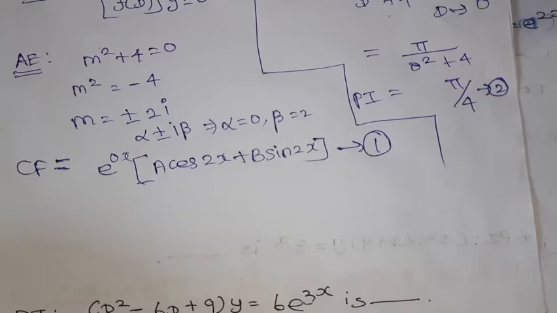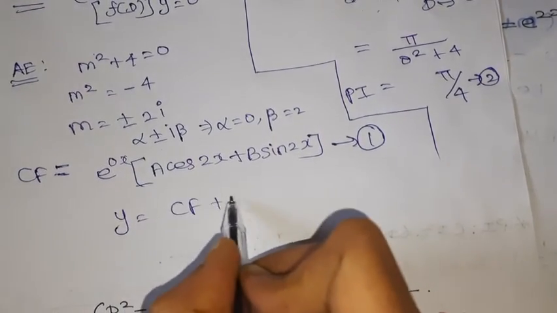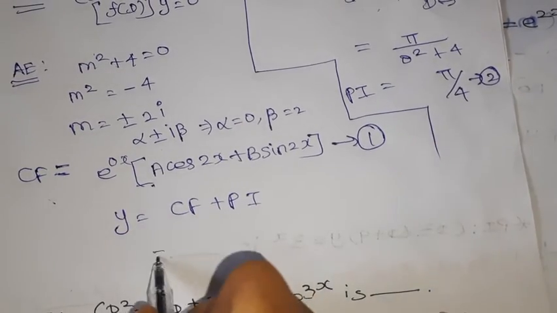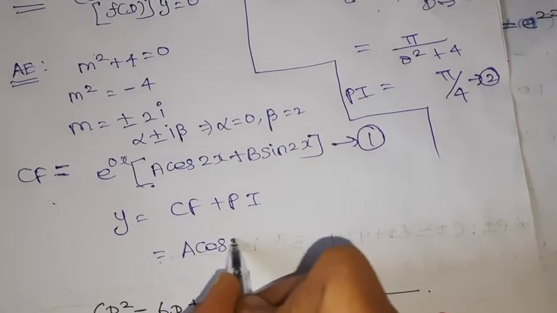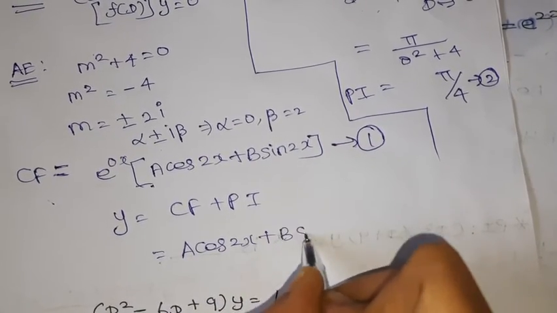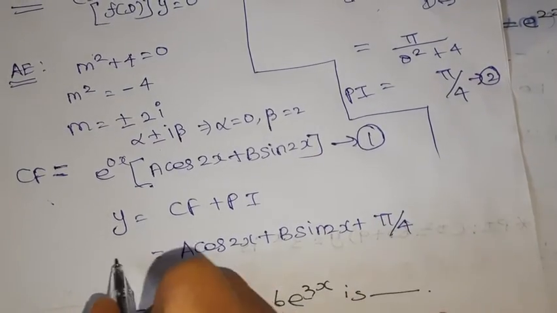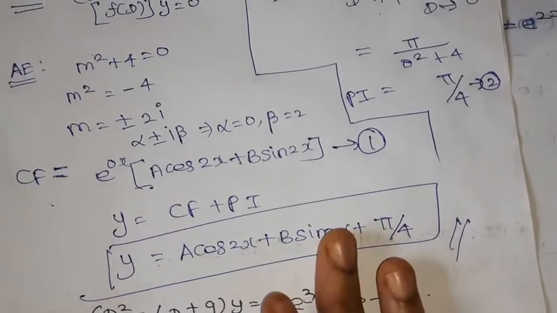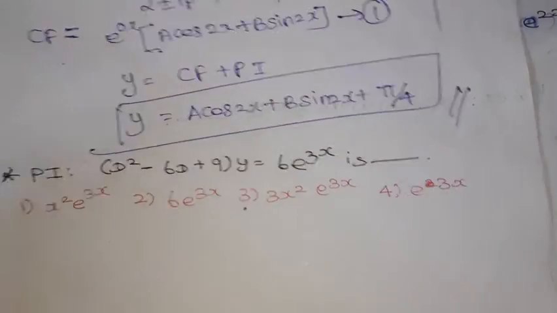So what is the solution? y equal to CF plus PI, just adding 1 and 2, complementary function plus particular integral. e power 0x is also 1, so no need to write. y equals a cos 2x plus b sin 2x plus pi by 4. This is the solution for the given differential equation. Option 1 is the right option. Then move on to the next problem.